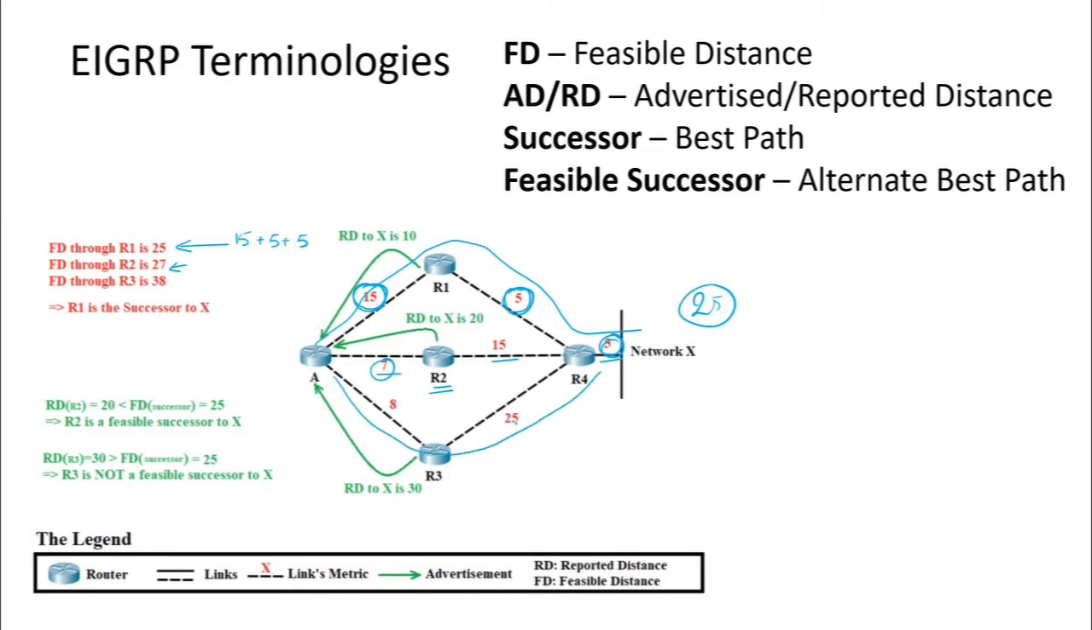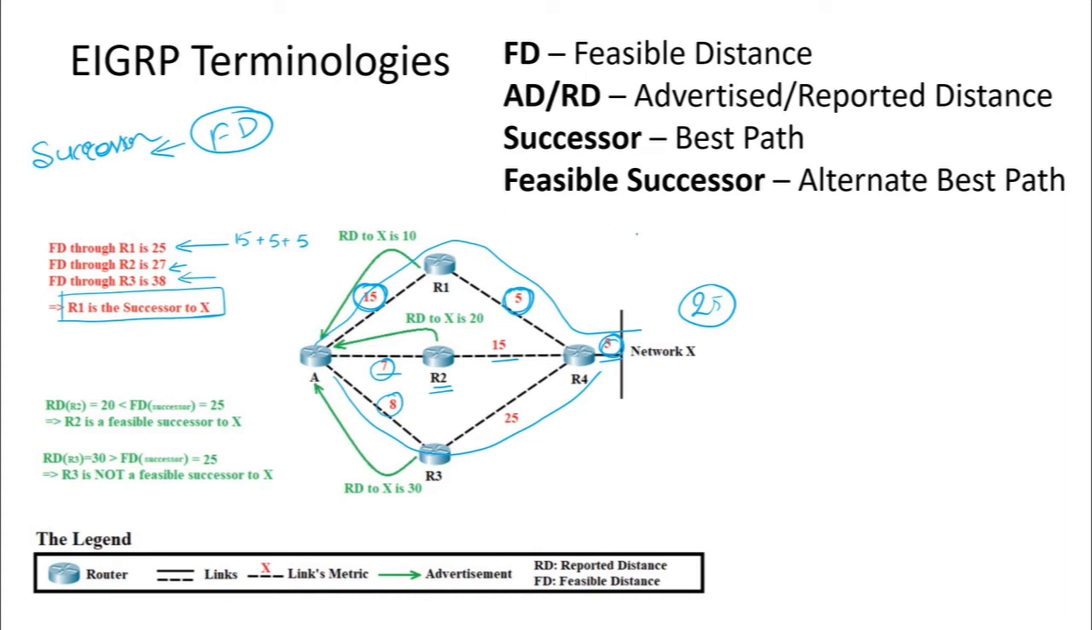Like this one, 25 plus 5, that is 30, and plus 8, that is 38. So that's what it is going. So now what is going to happen? Whatever is having the lowest FD, that will be our best path. That is a successor. So that's why it is saying it here, R1 is the successor to X, correct? Obviously, whatever is having the lowest FD, that will be the successor, or we can say the best path to reach the destination.